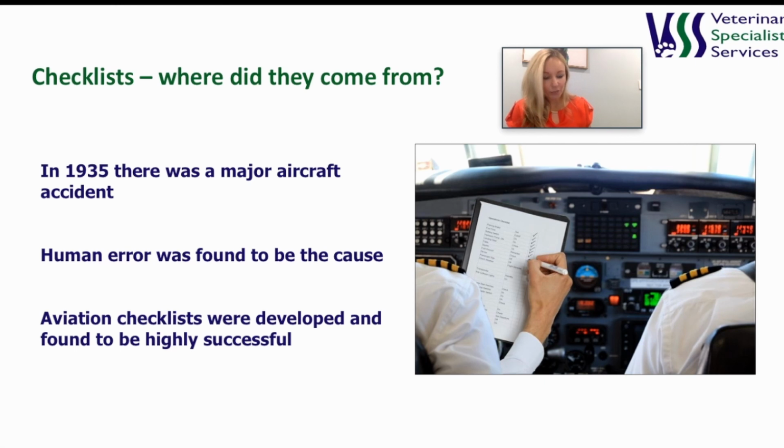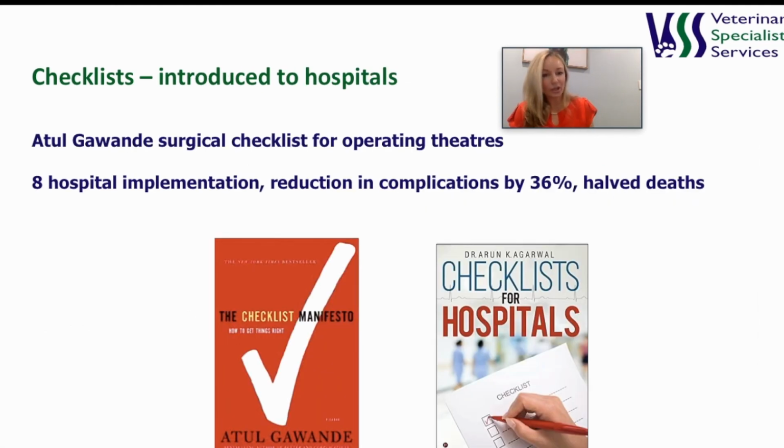The checklist idea was so successful that it enabled aviation and aeronautical engineering to become more complex, and checklists were developed for more components of the flight, including what to do in an emergency. And then a man called Atul Gawande, a renowned human surgeon, devised a simple surgical checklist for use in operating theatres. It was implemented in 8 hospitals, and the average reduction rate of complications was 36%, and it cut deaths in half. There has since been a lot written about checklists, including the excellent book that I've read called The Checklist Manifesto, amongst many others.